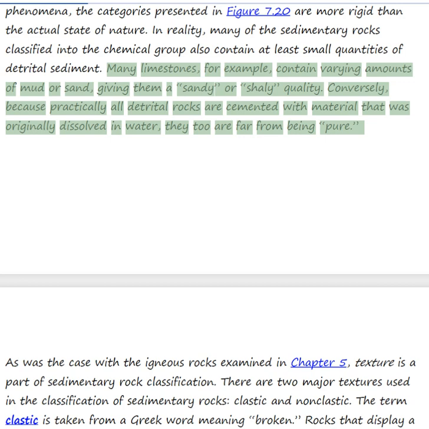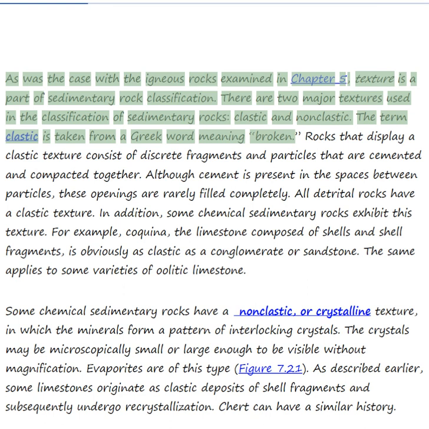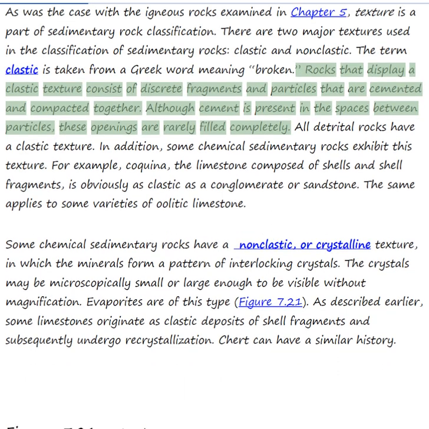As was the case with the igneous rocks examined in Chapter 5, texture is a part of sedimentary rock classification. There are 2 major textures used in the classification of sedimentary rocks: clastic and non-clastic. The term clastic is taken from a Greek word meaning broken. Rocks that display a clastic texture consist of discrete fragments and particles that are cemented and compacted together. Although cement is present in the spaces between particles, these openings are rarely filled completely.